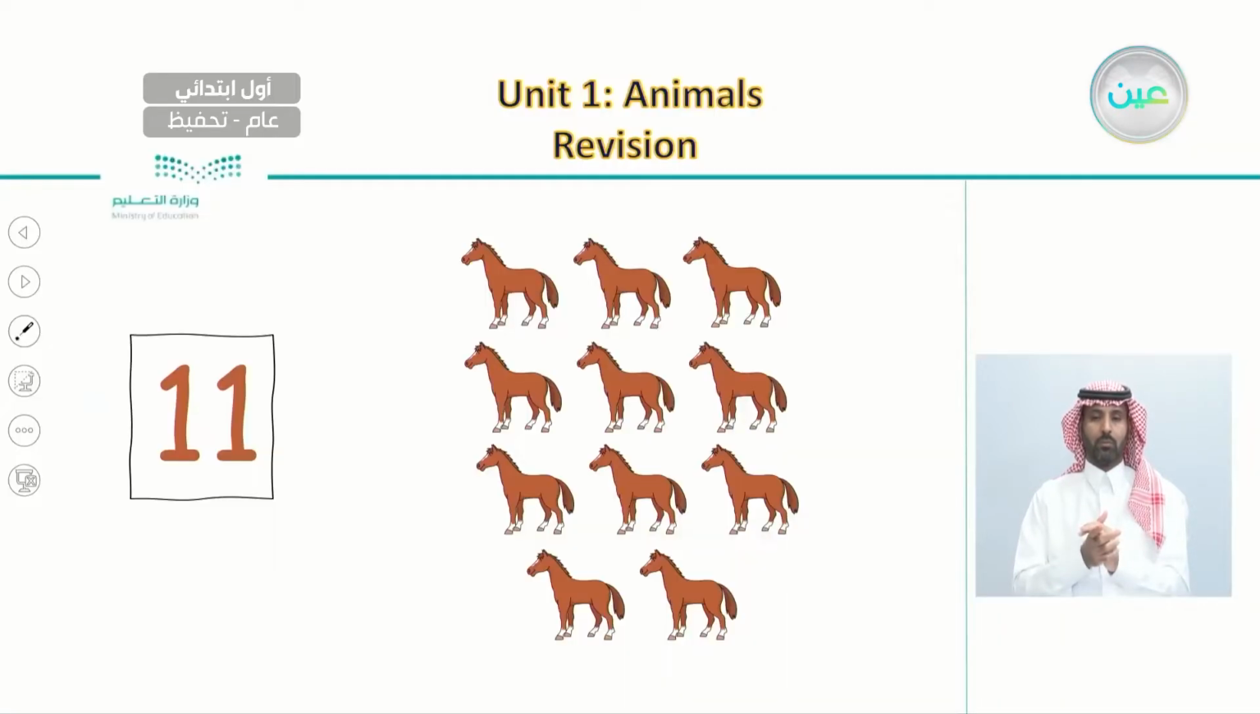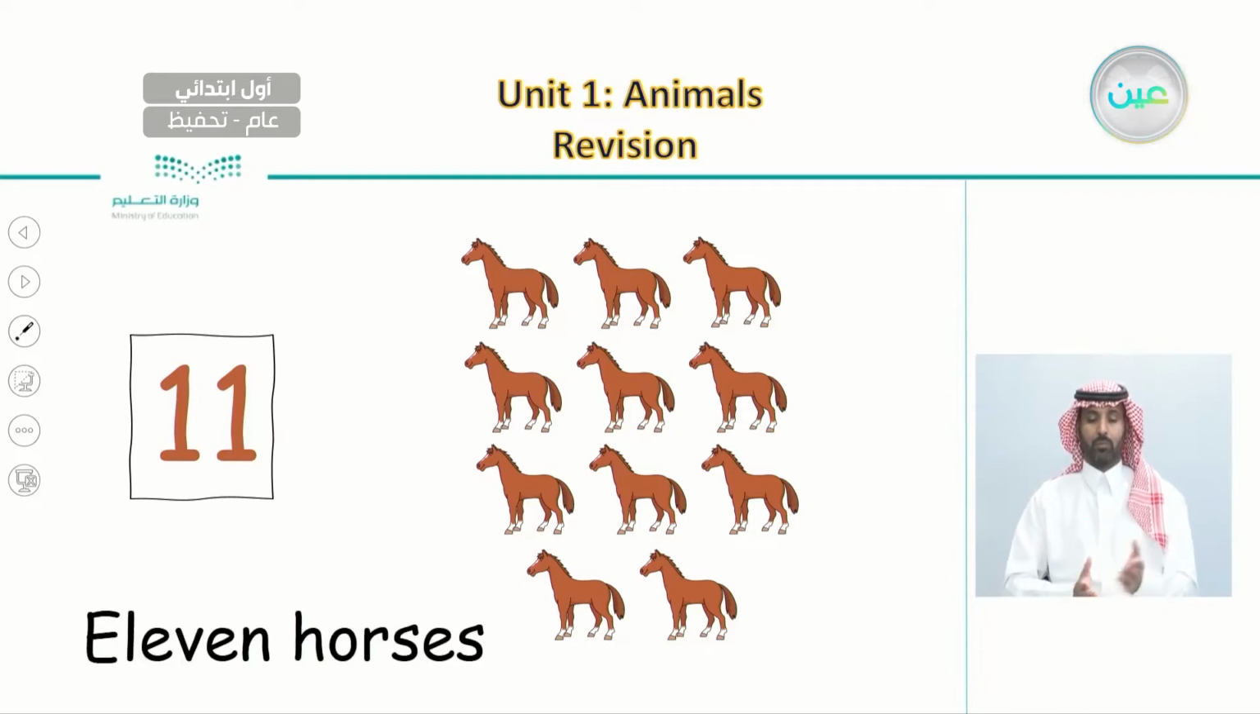So let's, me and you, remind ourselves of how to count animals. So let's start from the first one. So here we have 1 horse, 2, 3, 4, 5, 6, 7, 8, 9, 10, and 11. So here is the number. Here we have 11 horses. And the next one.